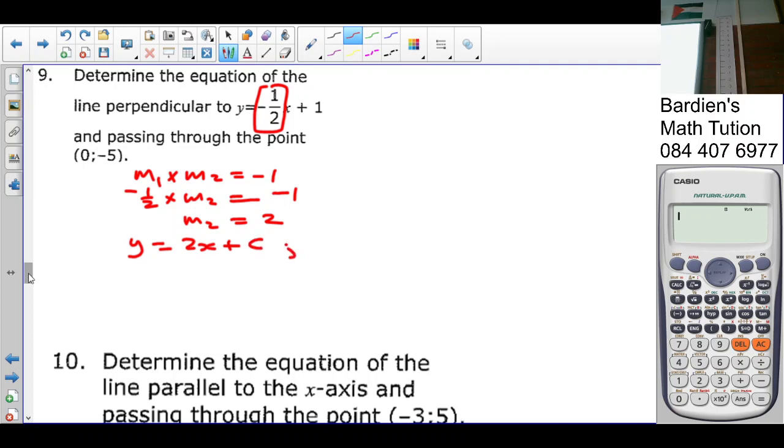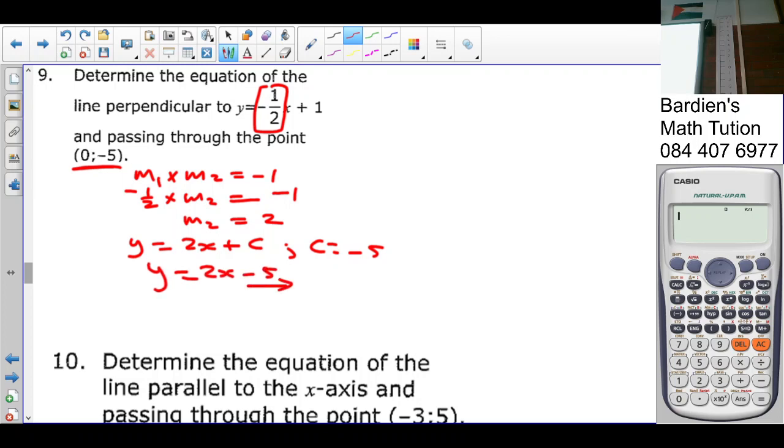But what is your c value? Is this a y-intercept or not? Yes. Why is it a y-intercept? Because the x value is 0. So therefore your c value is going to be minus 5. So y is equal to 2x minus 5.